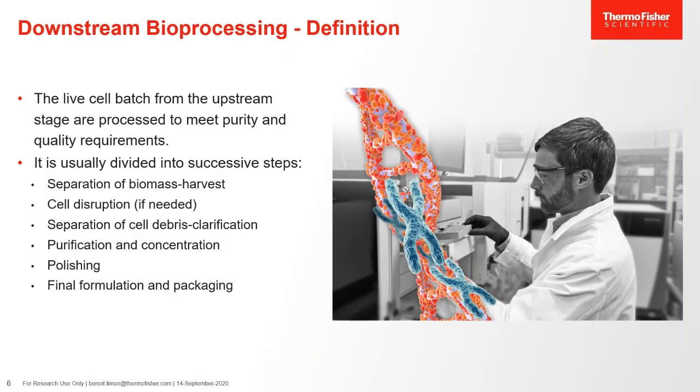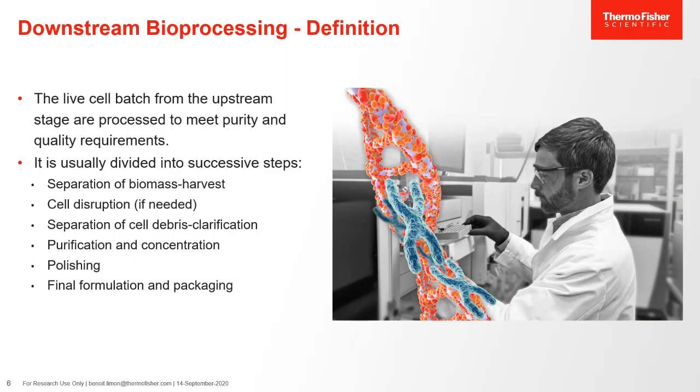And the bioprocess downstream is when the live cell batch from the upstream stage is processed to meet the purity and quality requirements. It is divided into successive steps. First, the separation of the biomass from the supernatant. This is called the harvest.